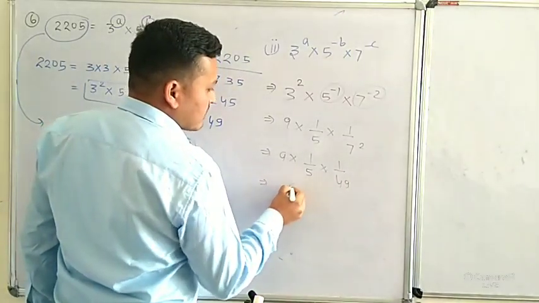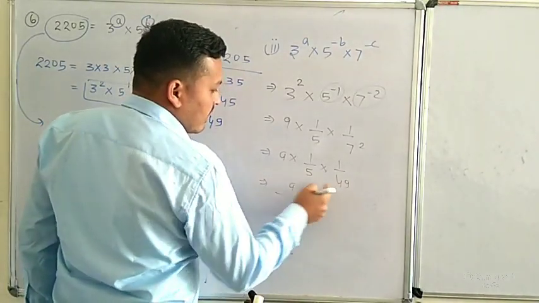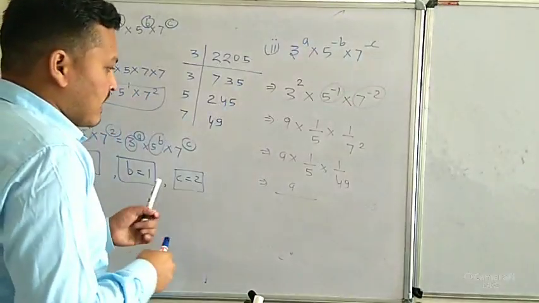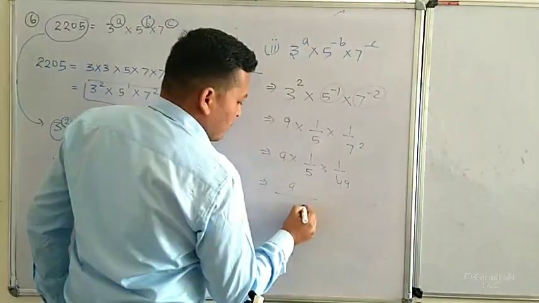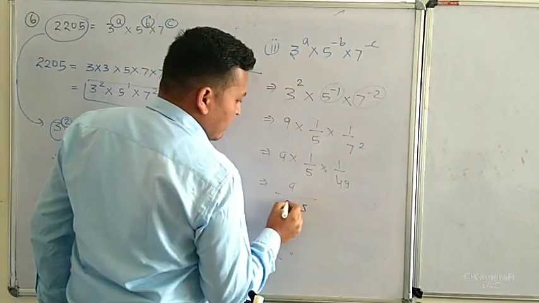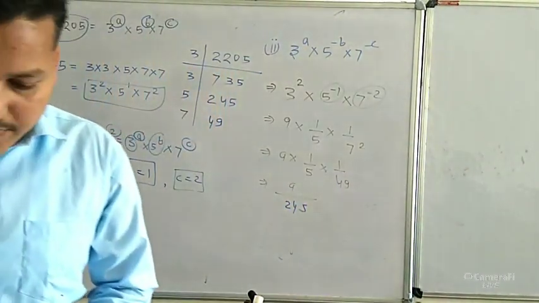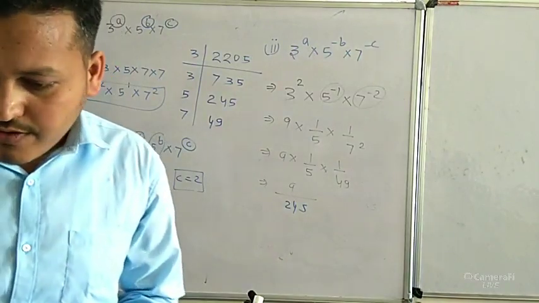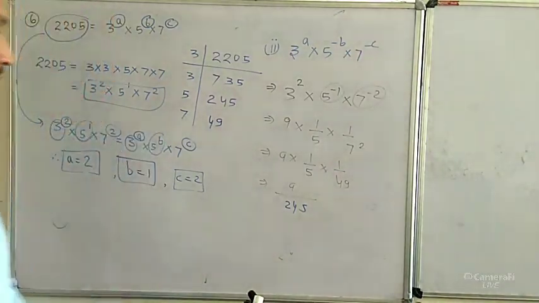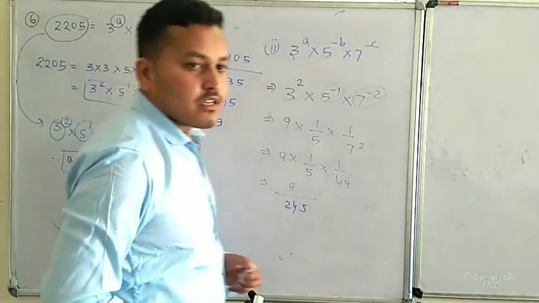So what will be your answer? 9 in the numerator, and in the denominator 5 multiplied by 49. So 5 nines are 45, 4 fives are 20 and 4 is 24, so 9 upon 245. 9 upon 245 is the answer of this question.